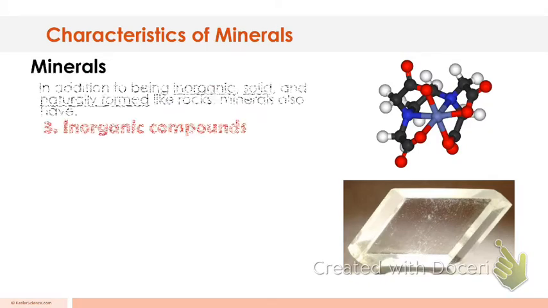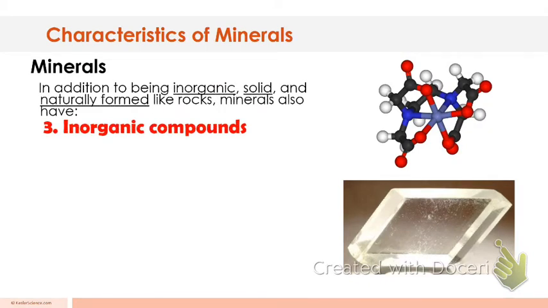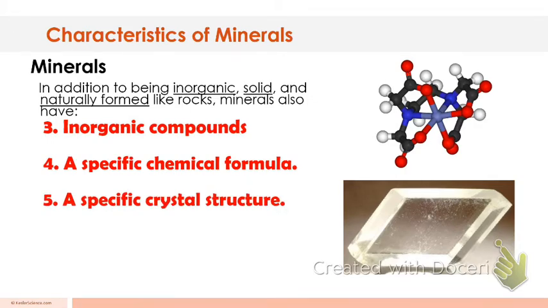So minerals are inorganic compounds, meaning that the compounds that they're made of cannot be made by a living thing. They are compounds that exist in nature, but they could not be things like proteins, DNA, carbohydrates. None of those things are used to make minerals. Minerals have a specific chemical formula, meaning that the ratio of one element to another is going to be the same throughout the entire mineral, and they have a specific crystal structure.